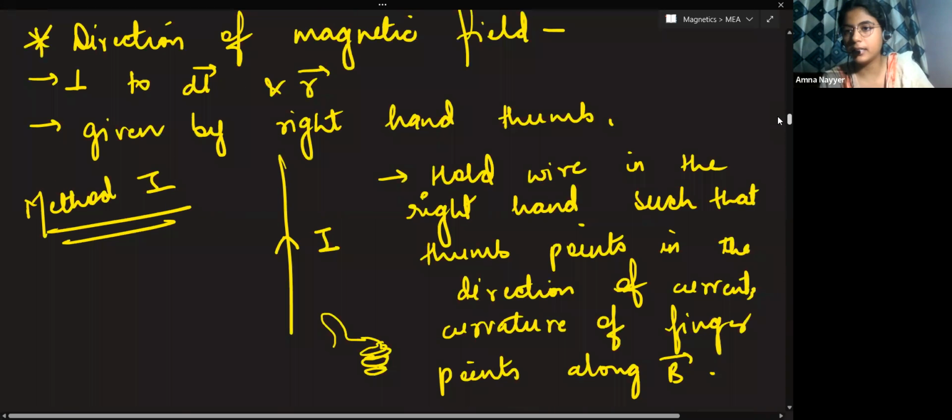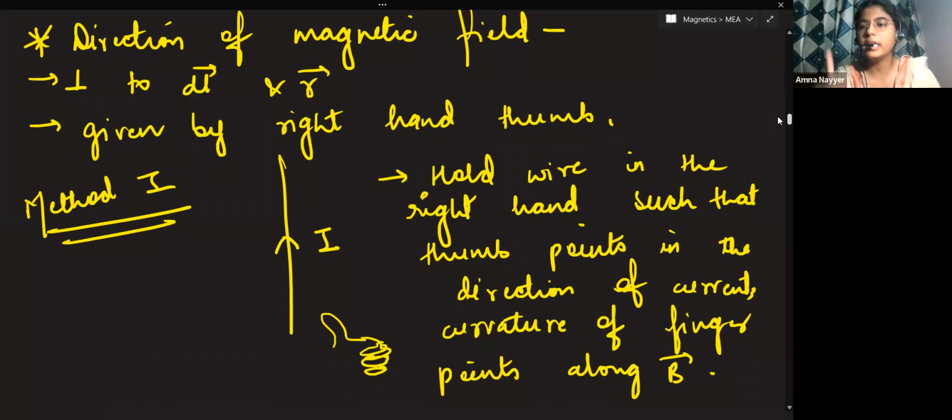Two methods are there for the right hand thumb rule. First method we had discussed. You have to keep your thumb in the direction of flow of current. For example, this was my current carrying conductor and current I is flowing in the upwards direction. And this is my point A where I have to calculate the magnetic field.